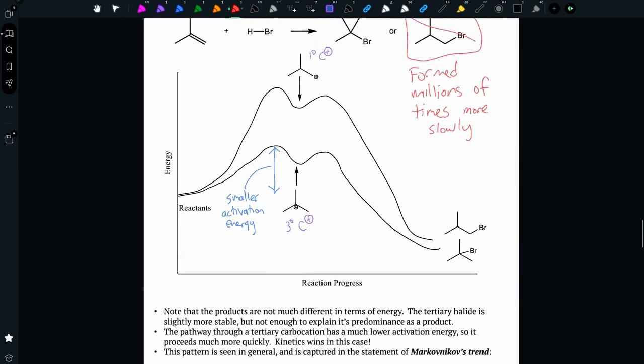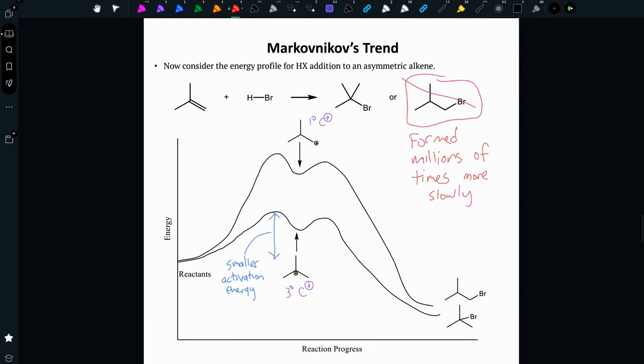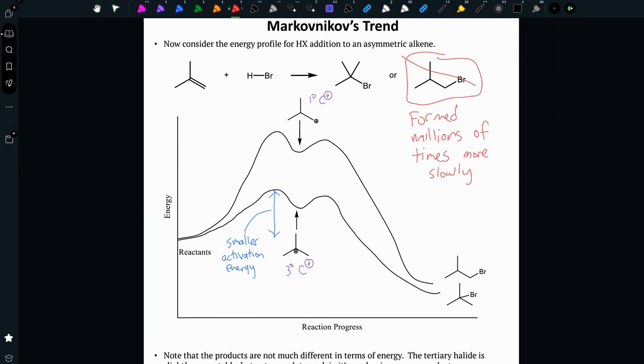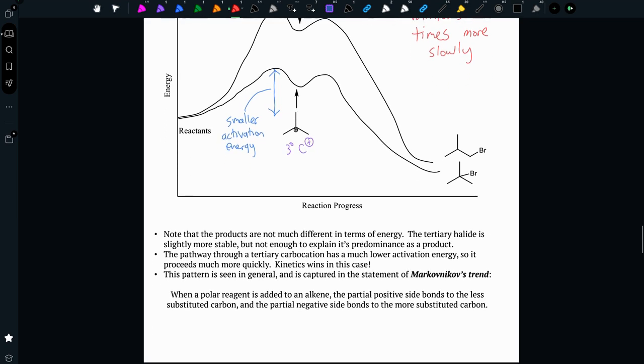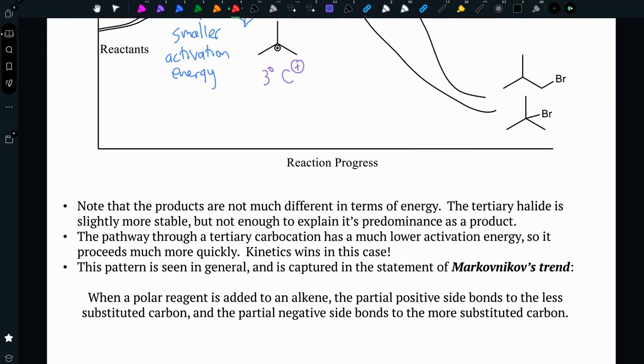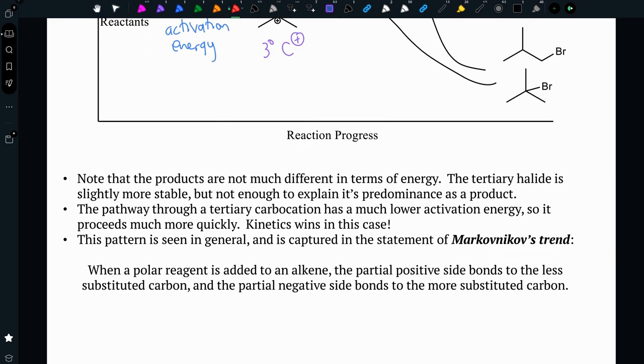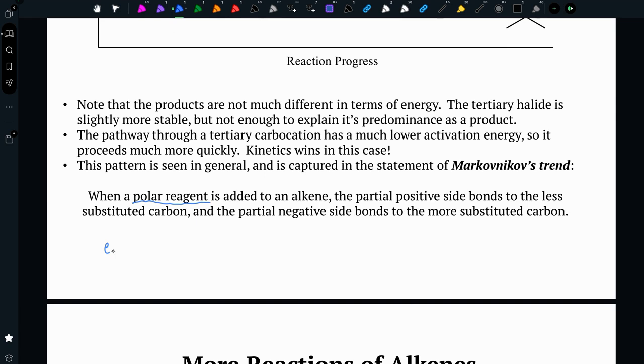In general, we're going to see a pattern. This was first noticed before an explanation was developed. It was noticed by a chemist named Markovnikov, and his name has been attached to it ever since. And he noticed a pattern in reactions, and that was when a polar reagent, meaning something with a partial positive and partial negative end, so, for example, HBr, where I had a partial positive and a partial negative.